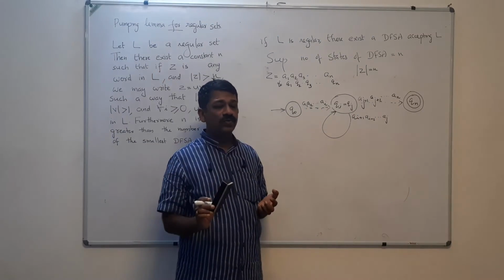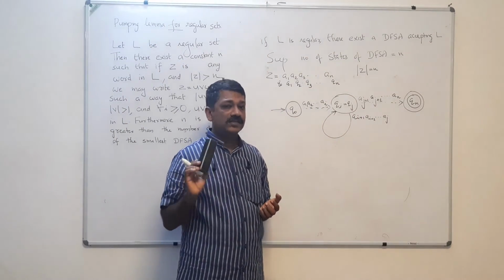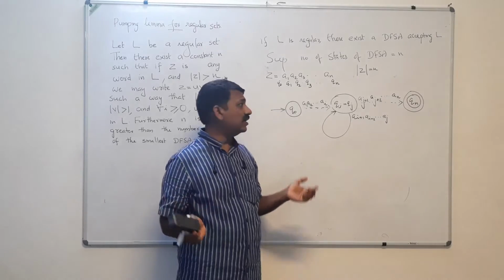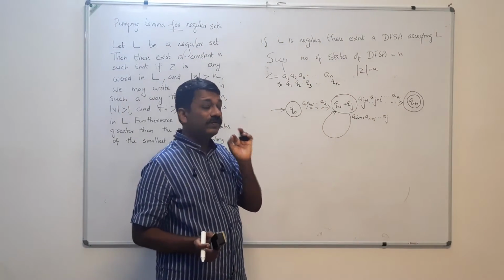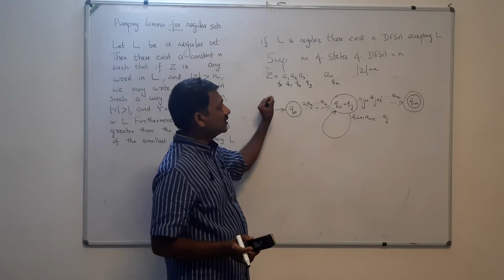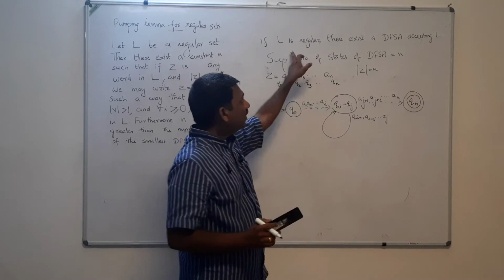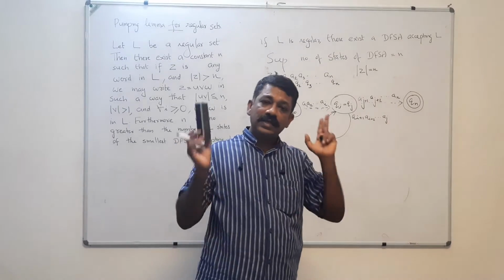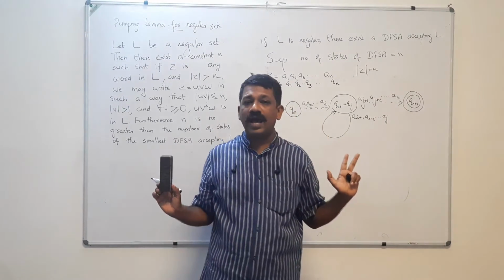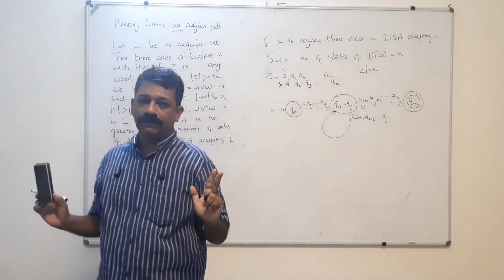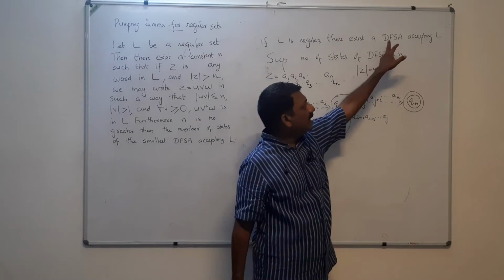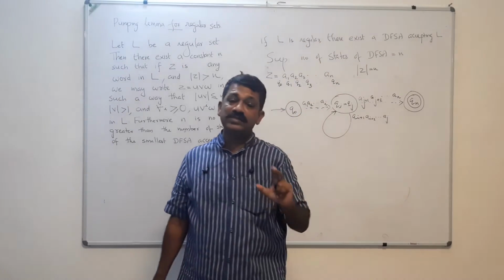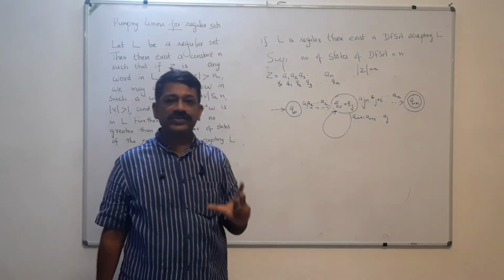There is some Qi and Qj that are the same. Both are the same. You have to be very careful about this. That means if L is a regular set, there is a deterministic finite automaton accepting the language.